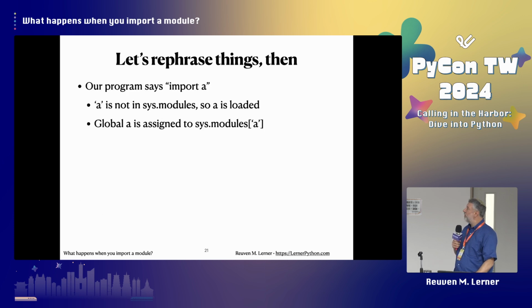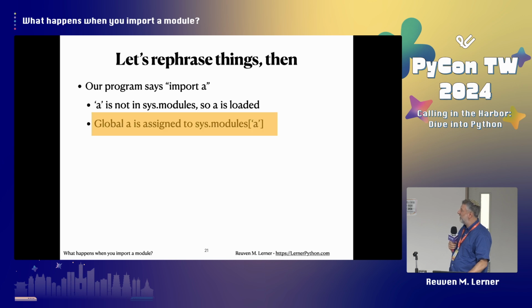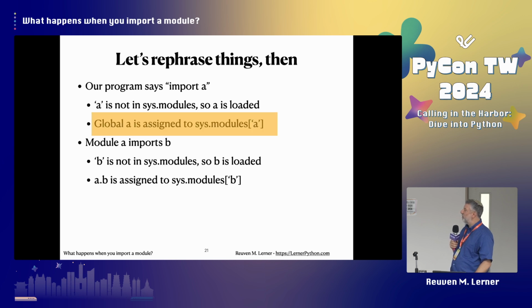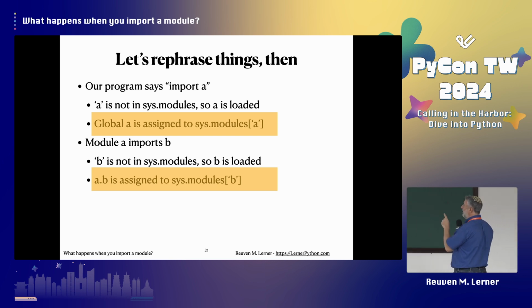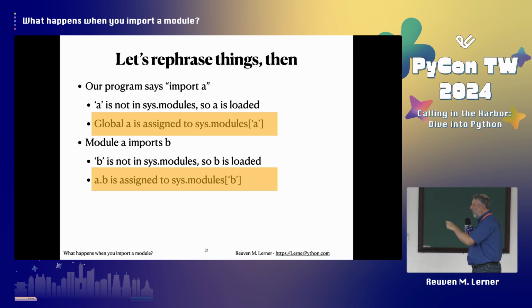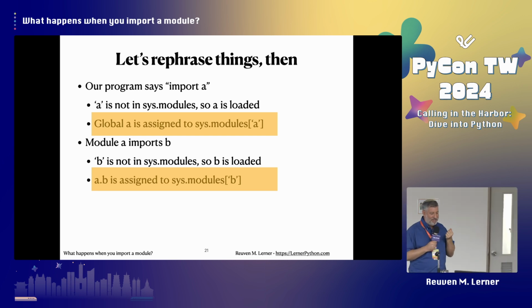So let's rephrase things a little bit. Our program says import A. A is not in sys.modules, so it is loaded. Global A is assigned to sys.modules A. Fantastic. And then module A imports B. B is not in sys.modules, so B is loaded, and A.B is assigned to sys.modules B. Notice that already we've got a namespacing thing going on.